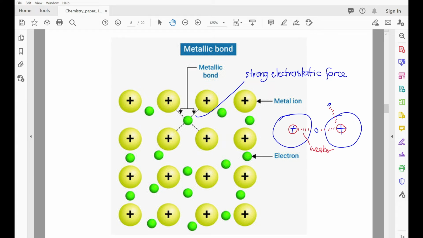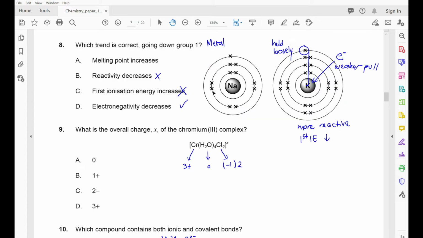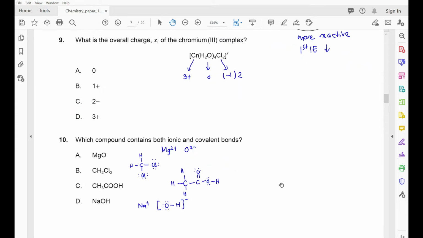But for smaller cations, the distance between the nuclei and the delocalized electrons is close. So the electrostatic force is stronger. So as we go down the group, the melting point decreases. Answer is D. Chromium 3 complex.